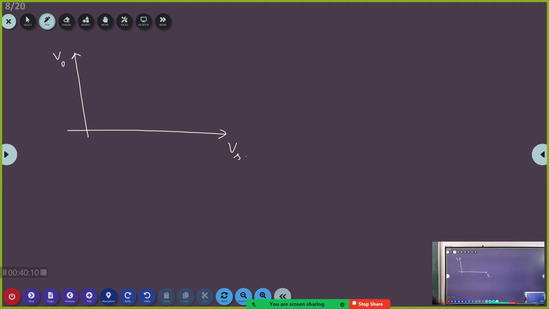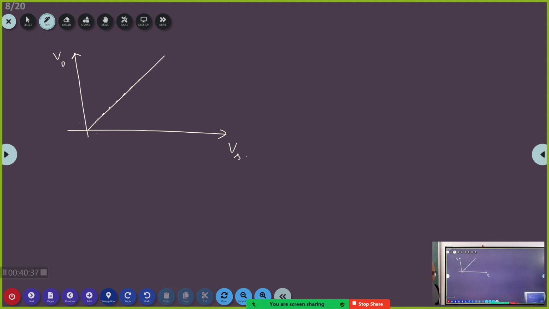Okay, VO versus VS. Now, supposing you do this experiment, VO versus VS. You give some amplitude, you see the output, you see the amplitude, and then you will get all these points. Assume this point is for this VS, VO, this VS, VO. And supposing if you connect all these points, it is a straight line.